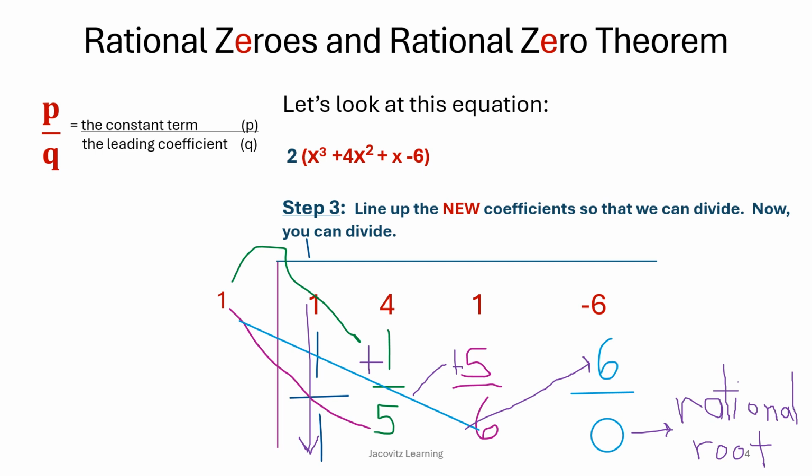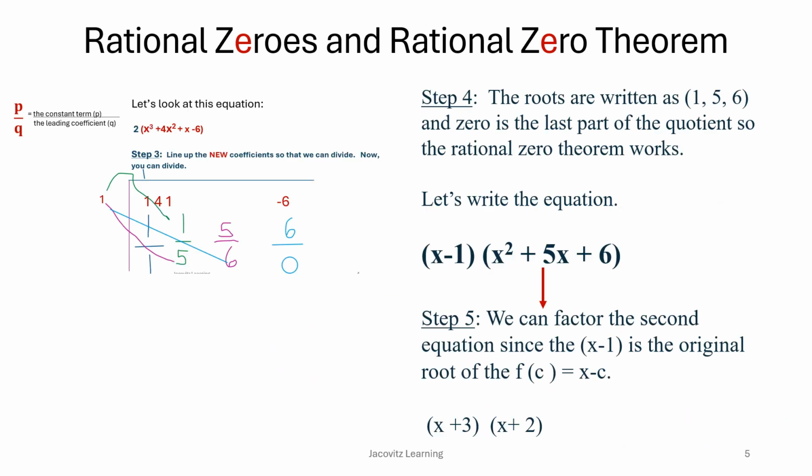But in order to go back and find out what the real roots are, you're going to have to take these numbers, 1, 5, 6, and make a new equation. And this is how you do that. You factored out a 2, and we left it alone. Put it back, x minus 1, and then this says x squared, 5x, and 6.